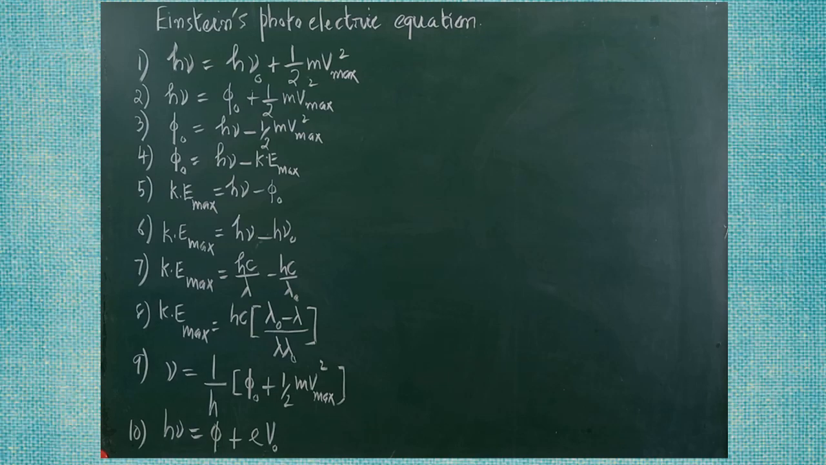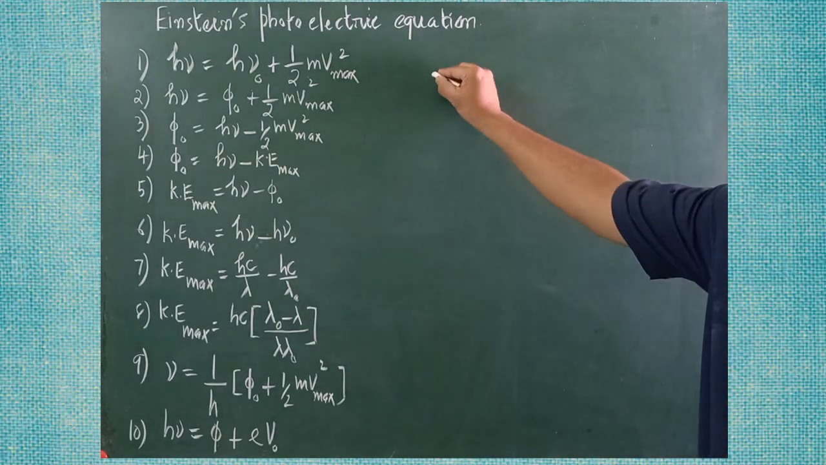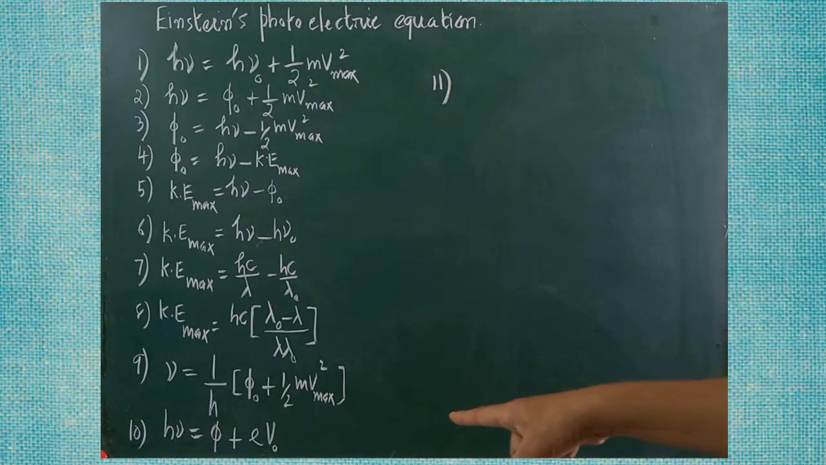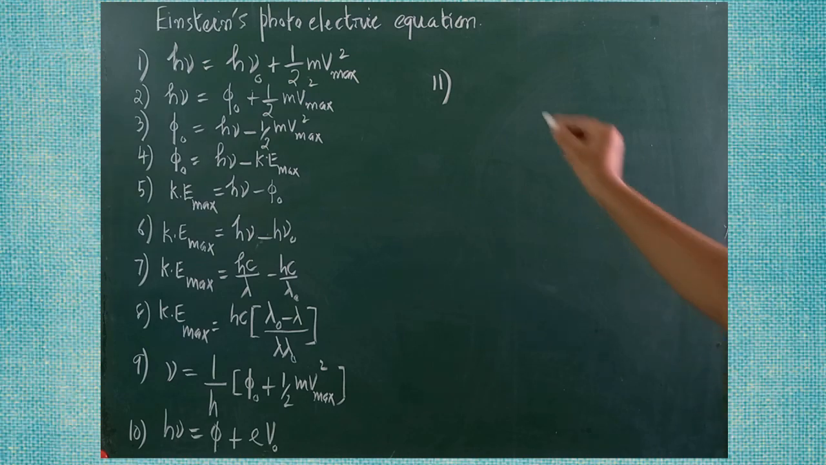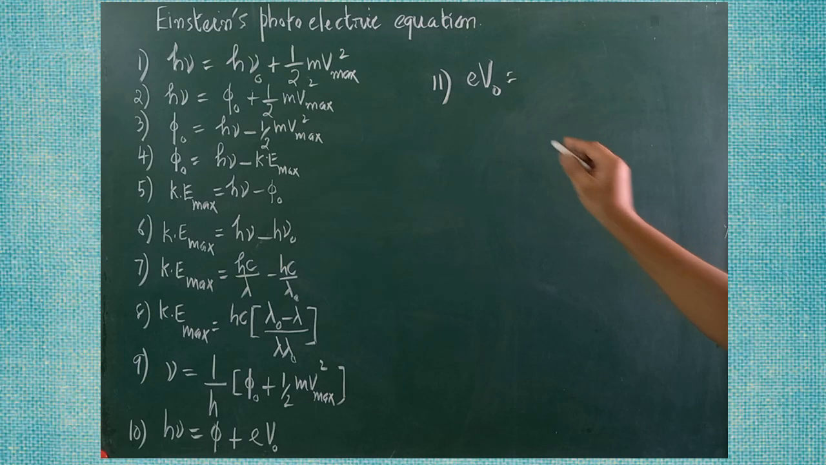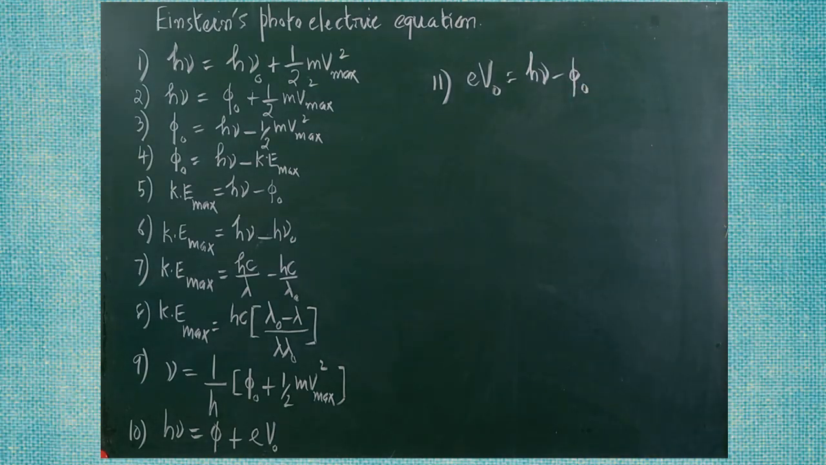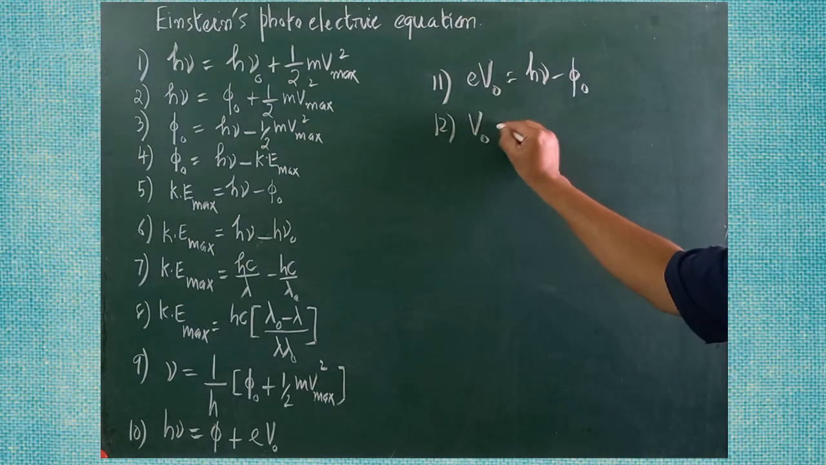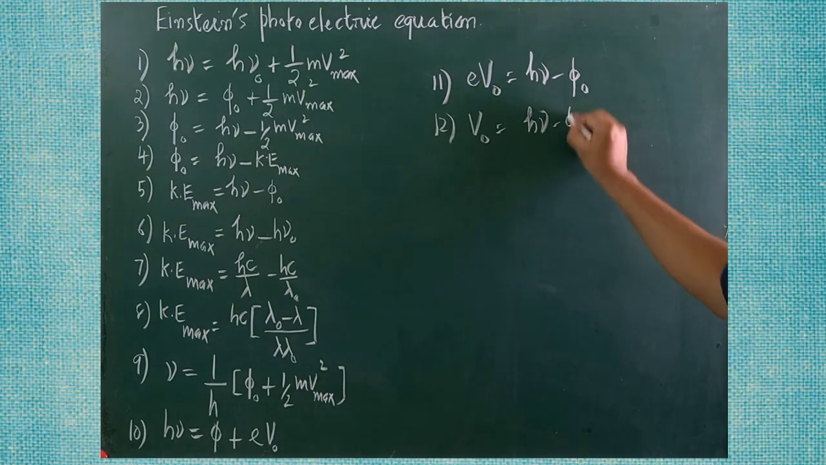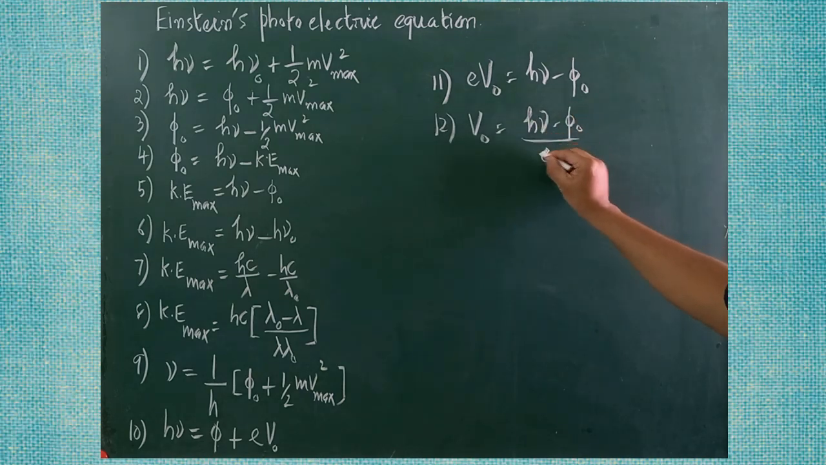As a continuation, I will write the next formula, that is the 11th one. Here the 10th formula can be altered, that is E V0 is equal to h nu minus phi naught. So this is another formula available. Therefrom we are able to get the formula for V0: V0 is equal to (h nu minus phi naught) divided by e. Are you clear? So to calculate the stopping potential by knowing the work function and incident frequency, this formula is to be used.